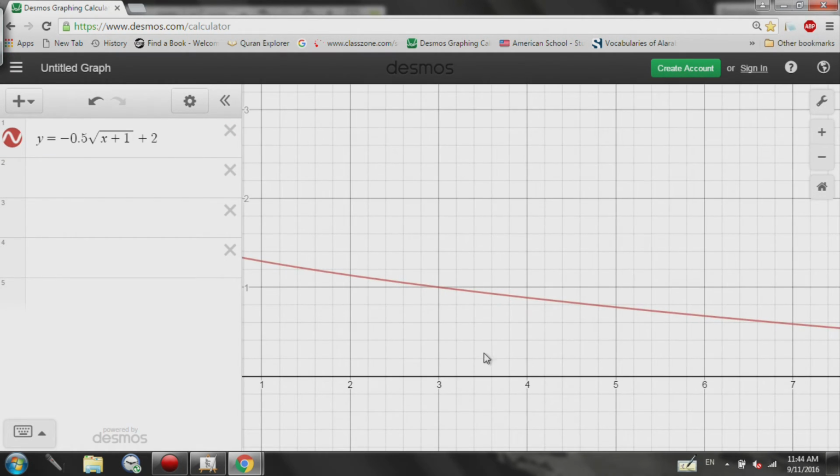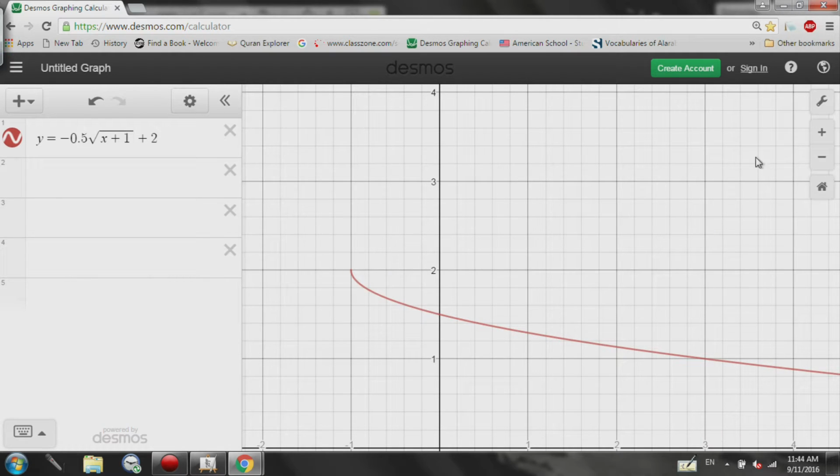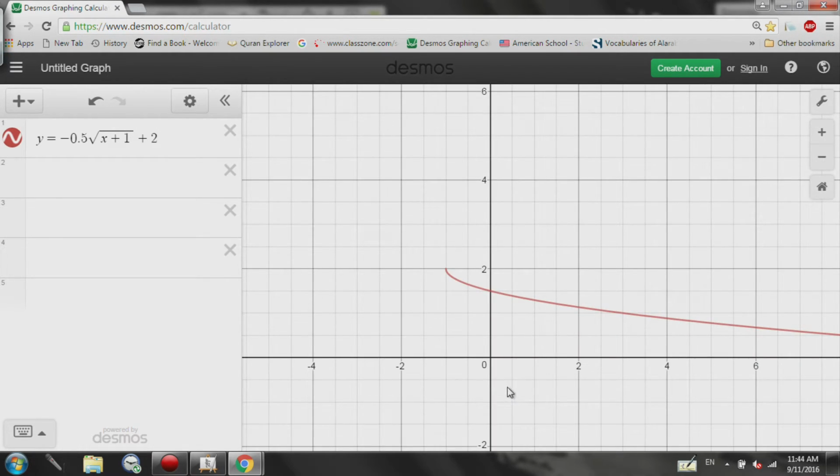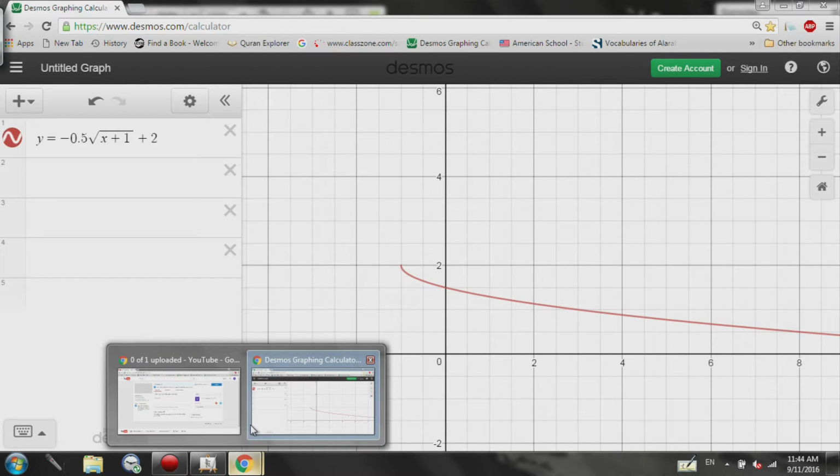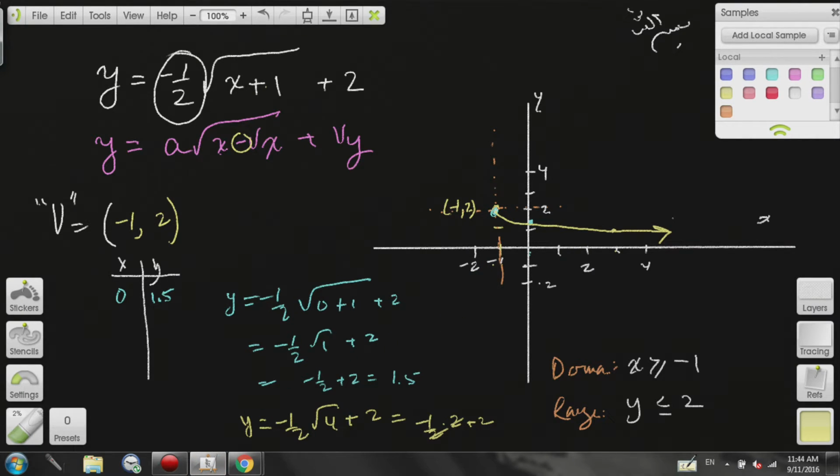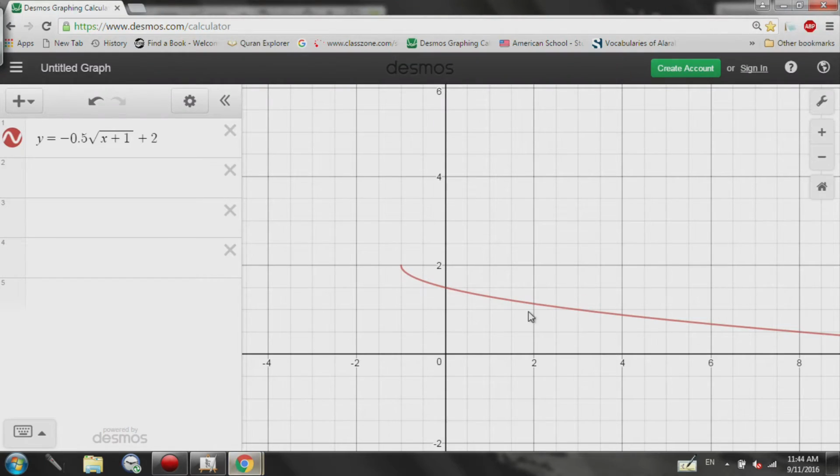Right? So it's like that. Do you understand? So plus 2. So that function starts right here. Look at this, okay?